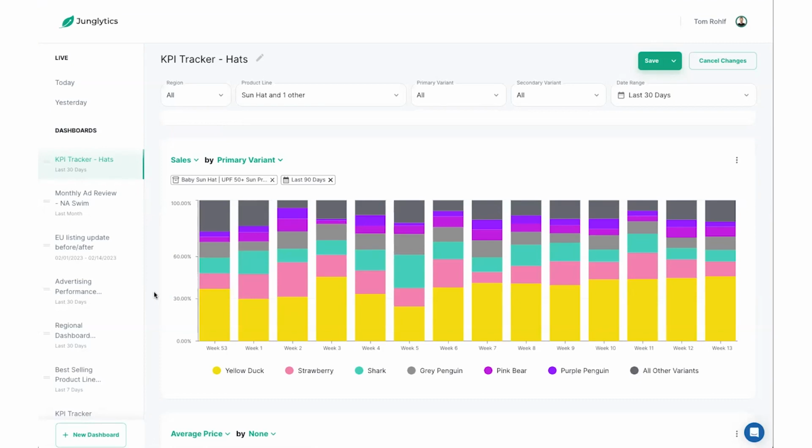One way this can be used is if you see a big change out of nowhere, it's likely an indicator that you are probably going to have an inventory problem down the road. So if all of a sudden, this purple block that represents the purple penguin became like half of the chart, look out, because most likely our inventory forecasts wouldn't have accounted for that.